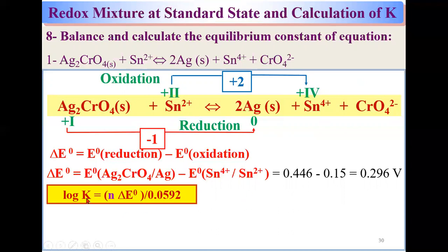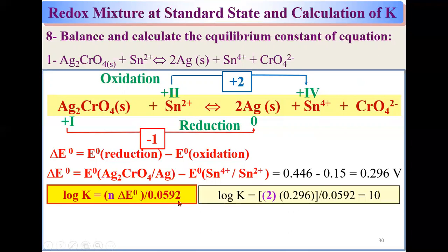Get the K from log K equals n delta E naught divided by 0.592. Now, here you have to look at the total number of electrons transferred, n, or you would say that the number of electrons will be 1 times 2, which is the number of electrons transferred in the first equation and the number of electrons transferred in the second half reaction. I like to look at it in the form of an overall, how many electrons are transferred, times the delta E naught, which you just found, and get the K.